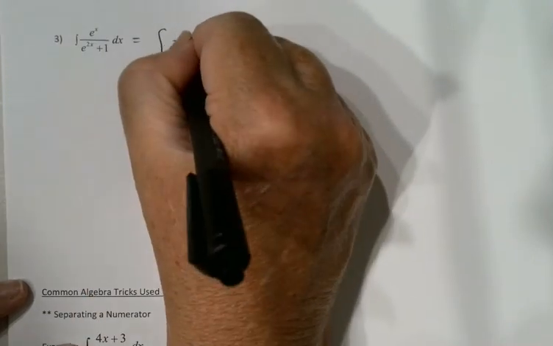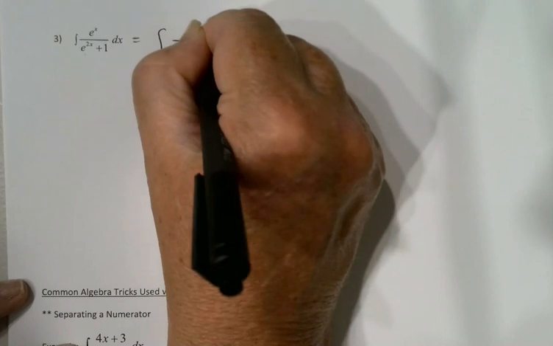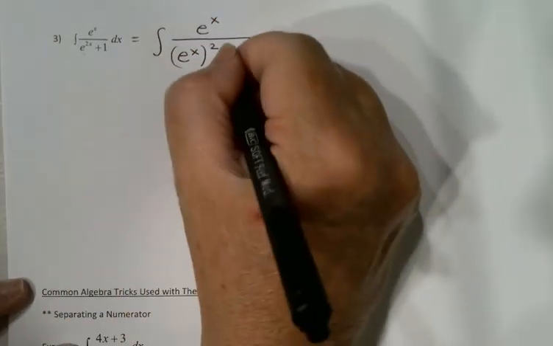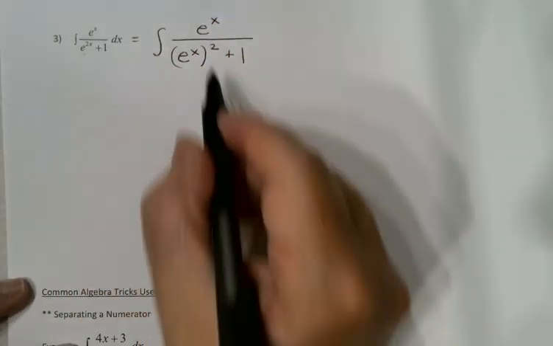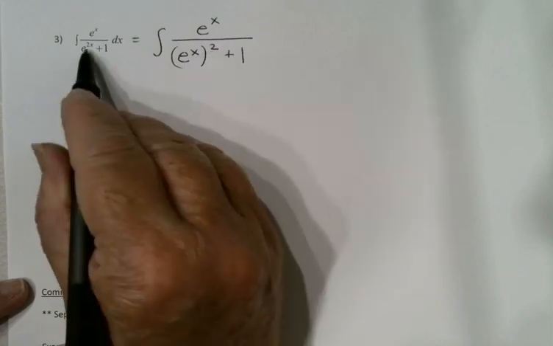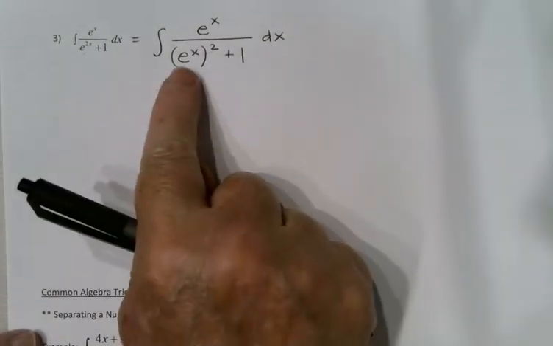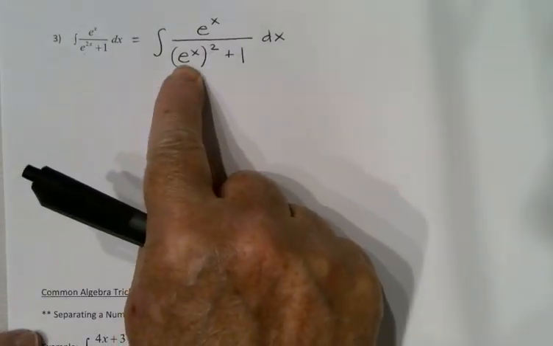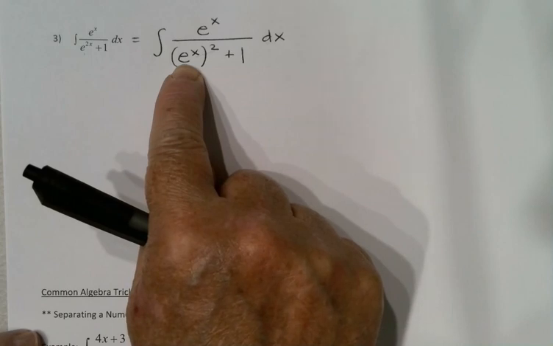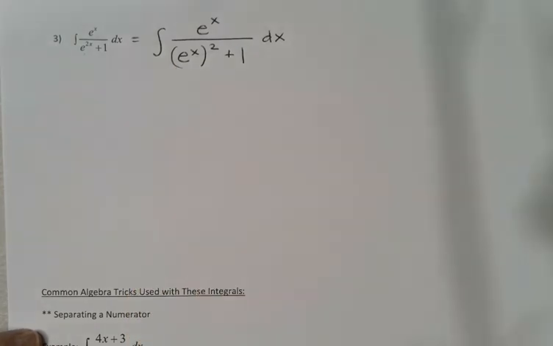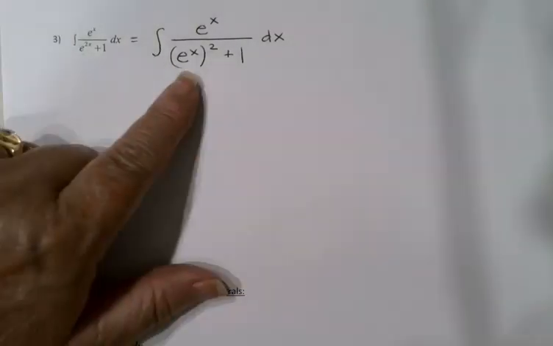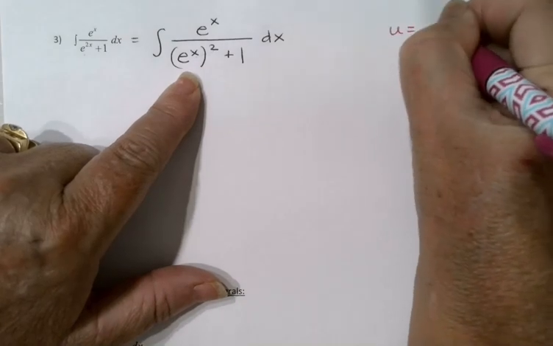I could think of that denominator as e to the x squared plus 1, so that when I multiply the exponents, I get back to e to the 2x again. That suggests to me that I might want to let u equal e to the x, so the denominator can just become u squared plus 1. So let's do that. Let's let u equal e to the x.